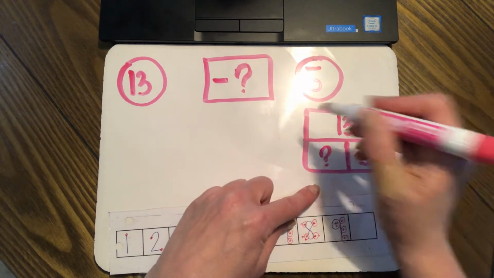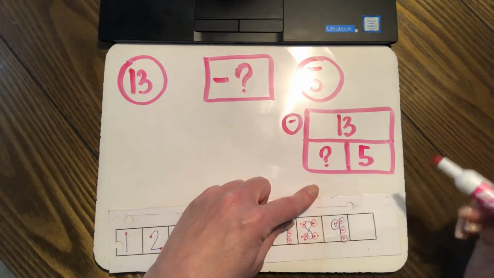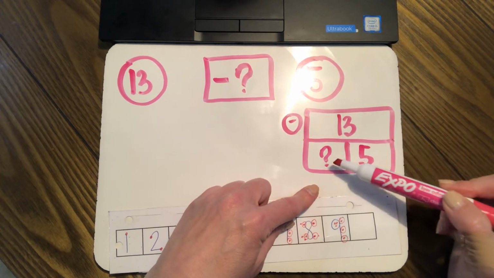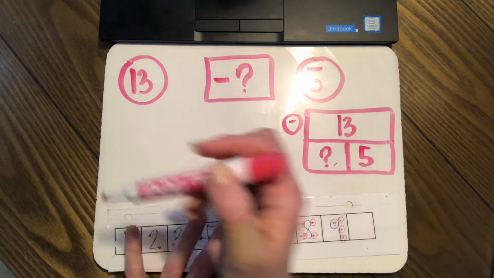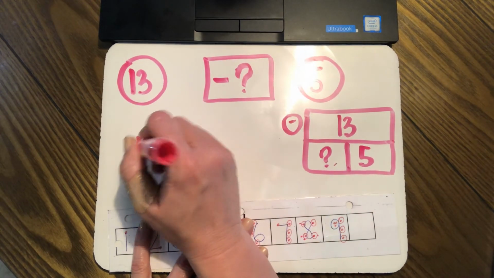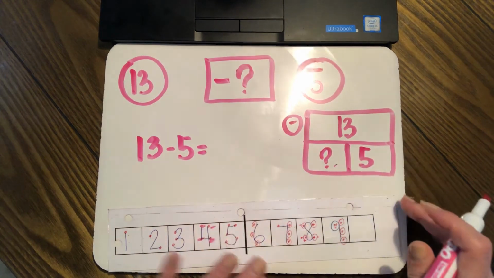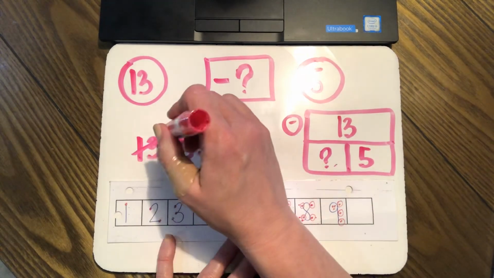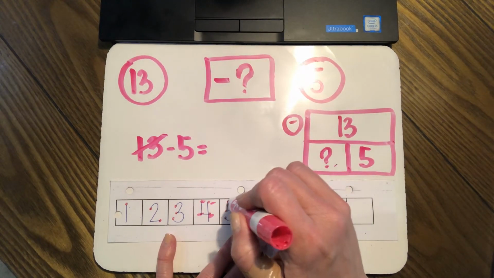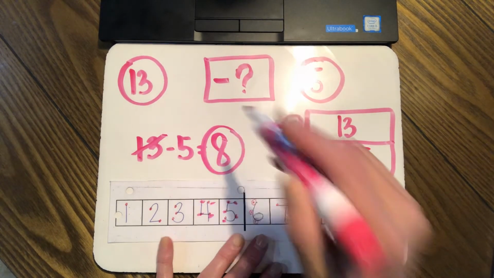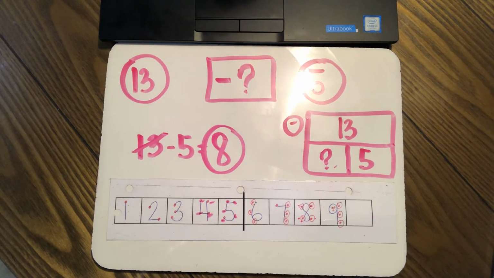So we are subtracting because the only time I add is when I'm looking for the whole. And in this story, we are looking for the missing part. So we are going to start with a whole, and we are going to subtract the part. Here we go. 13, 12, 11, 10, 9, 8. Our answer is 8.